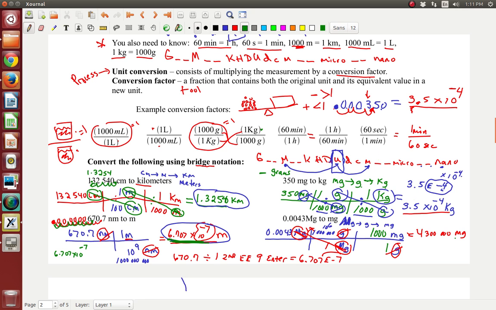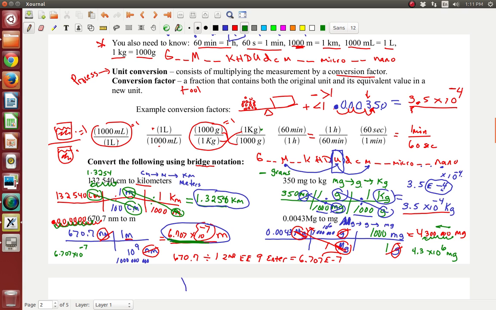So the decimal is at the very end, and I need to move it to right here, so there's only one number to the left of the decimal. So 1, 2, 3, 4, 5, 6 places. I'm moving the decimal 6 places to the left. So it's 4.3 times 10 to the positive 6 milligrams. Because this number, 4,300,000, is much bigger than 1, the exponent on the 10 is positive.